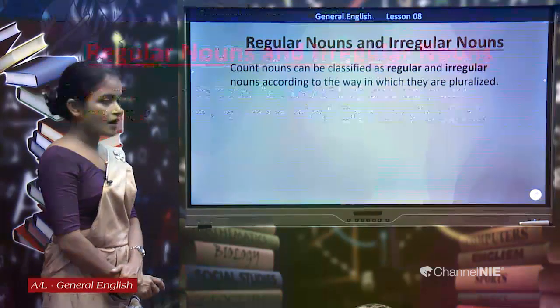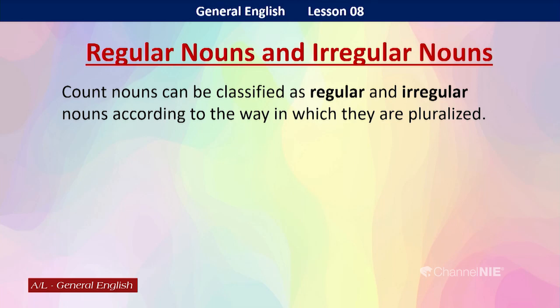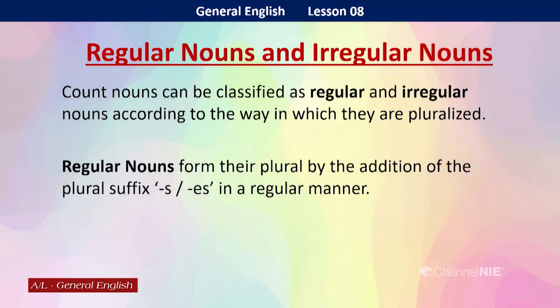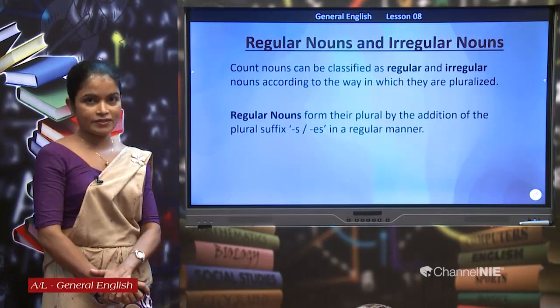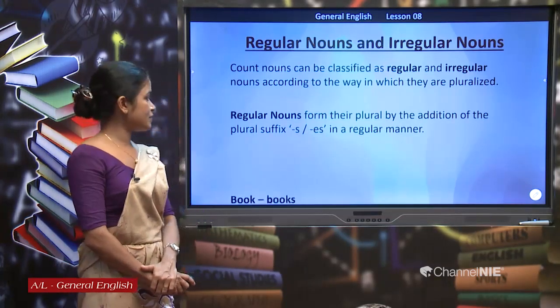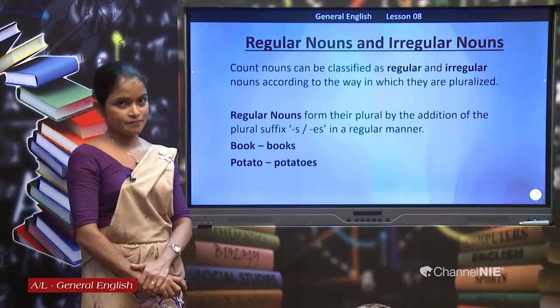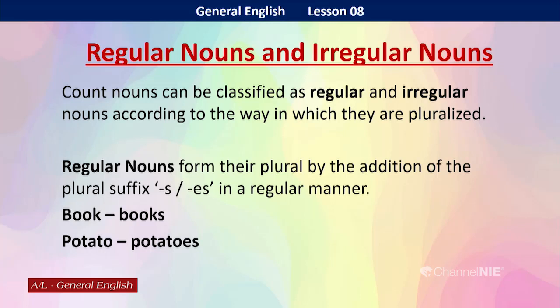Let's see. Count nouns can be classified as regular and irregular nouns according to the way in which they are pluralized. Regular nouns form their plural by addition of the plural suffix s or es in a regular manner. So, regular nouns form their plurals by adding s or es at the end of the singular noun. It's that simple, right? So, if we take some examples: book, books; potato, potatoes; table, tables; chair, chairs; head, heads; mango, mangoes. By simply adding s or es, we can make the plural of these regular nouns.